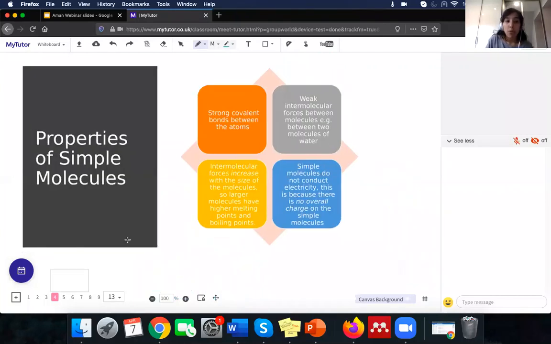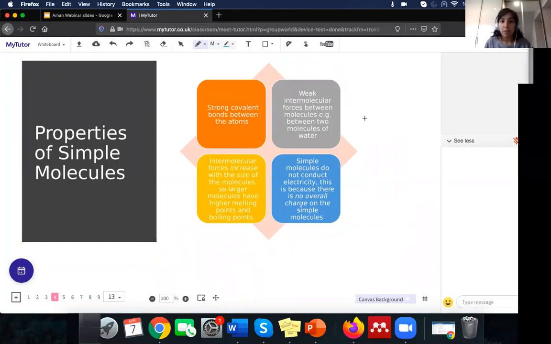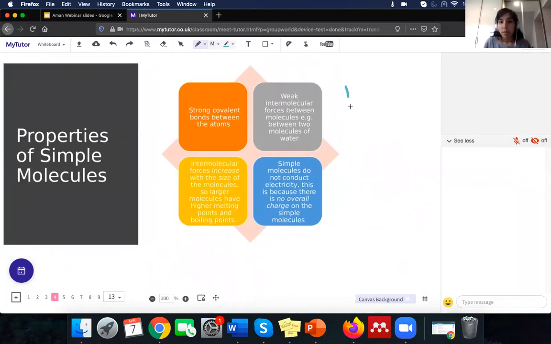Okay, let's think about the properties of simple molecules. So we've talked about these strong covalent bonds that occur between the atoms. So if we think about our nitrogen, we know that forms a triple covalent bond. That's just another way to denote the triple covalent bond that I've drawn there, whereas oxygen only forms a double covalent bond. So the amount of energy that would need to go in to break that nitrogen bond is very, very strong.